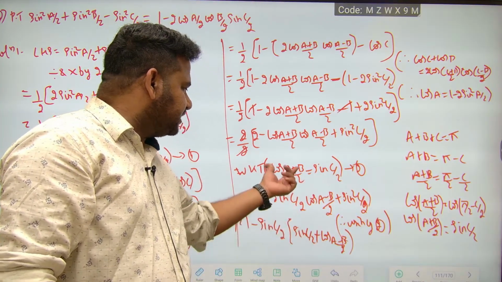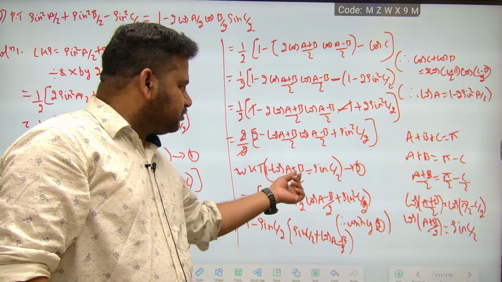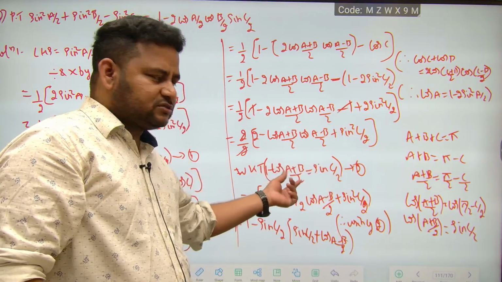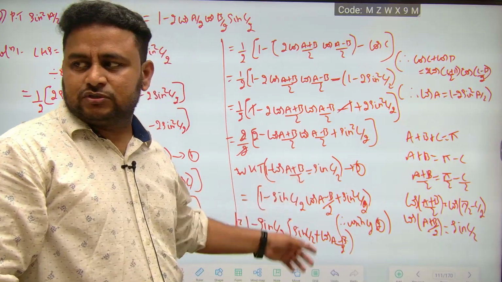Sin C by 2 I can write as cos of (A plus B) by 2, because cos of (A plus B) by 2 gives me sin C by 2. So the reverse is also true. So sin C by 2 can be written as cos of (A plus B) by 2. So this is what I will get.